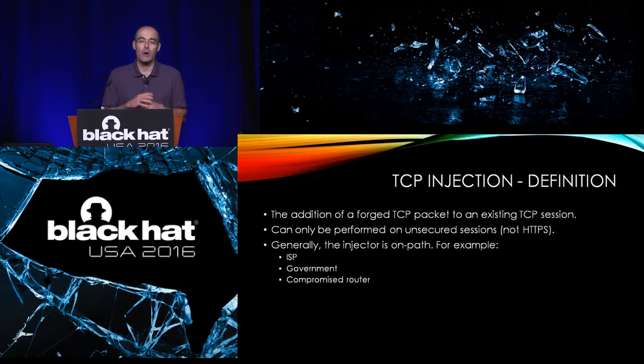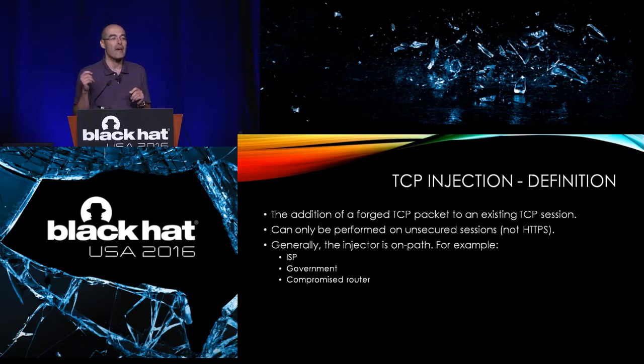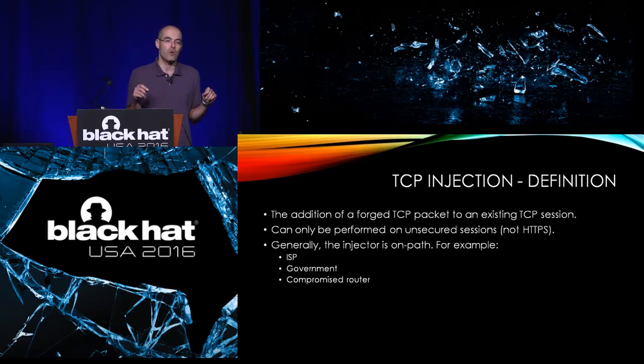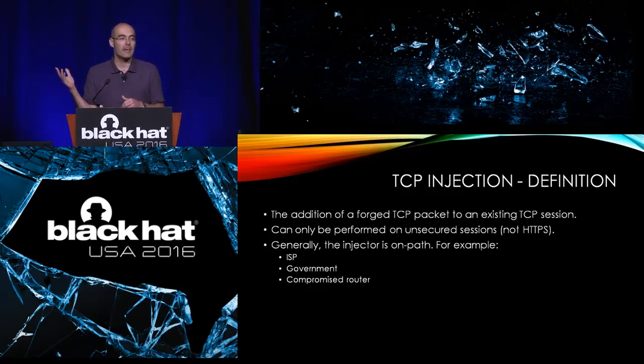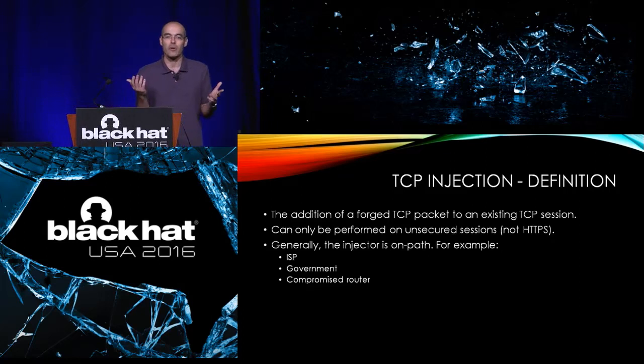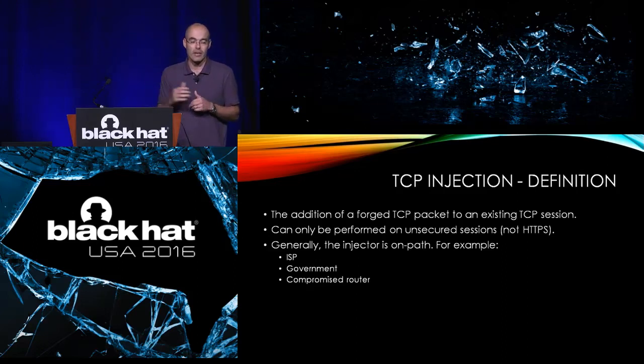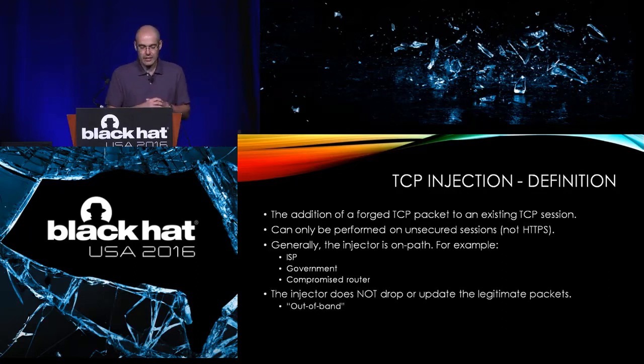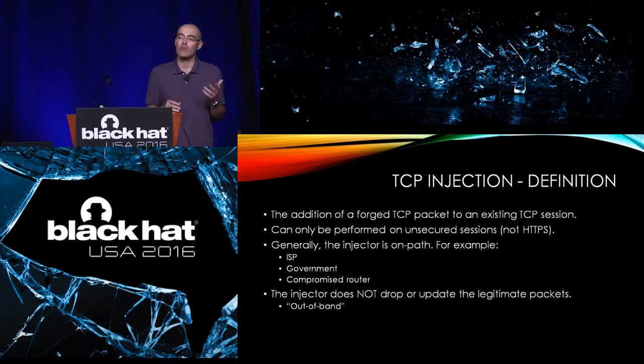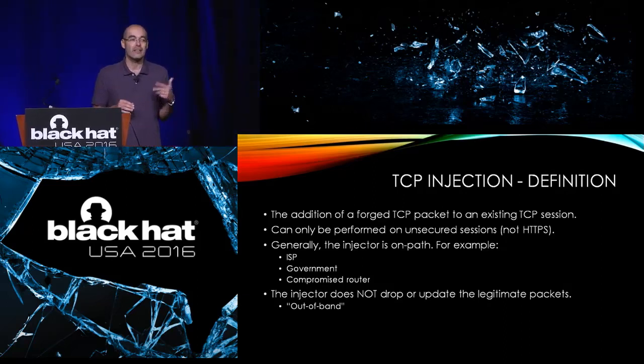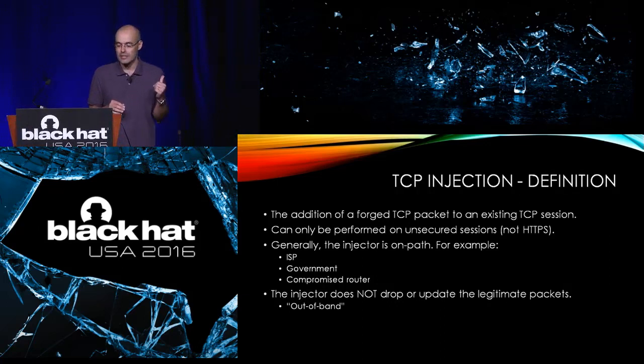In addition, throughout our study, practically all of the injections we encountered were done by on-path entities, meaning entities that have full control on the data path and can eavesdrop all the packets of the TCP session. Generally, they are an ISP, a government, or an attacker which compromised the router of an ISP or a government. Actually, throughout the presentation, I will show you an example of TCP injection attacks performed by all three of these entities. And we assume that injections are done out of band, meaning that the injector does not update or delete or drop the legitimate packets. Later on, I will explain why we need to assume that, and I will also explain why indeed this assumption holds in practice.